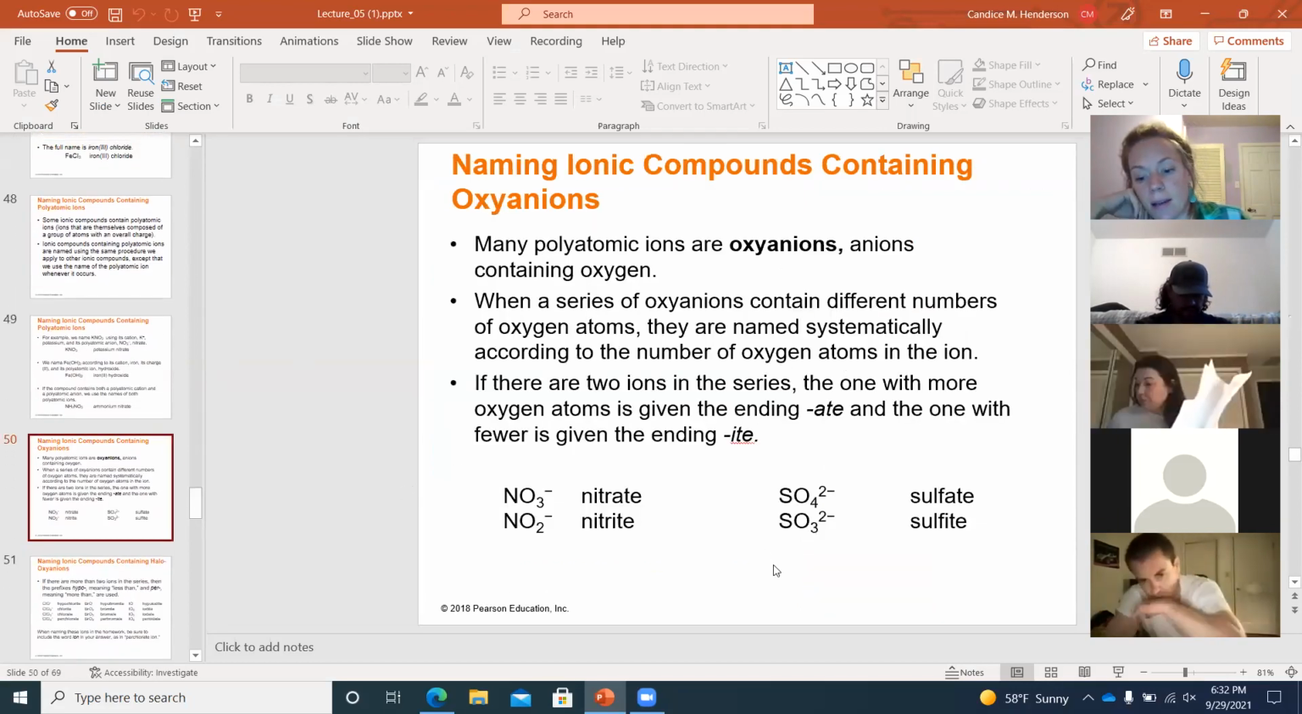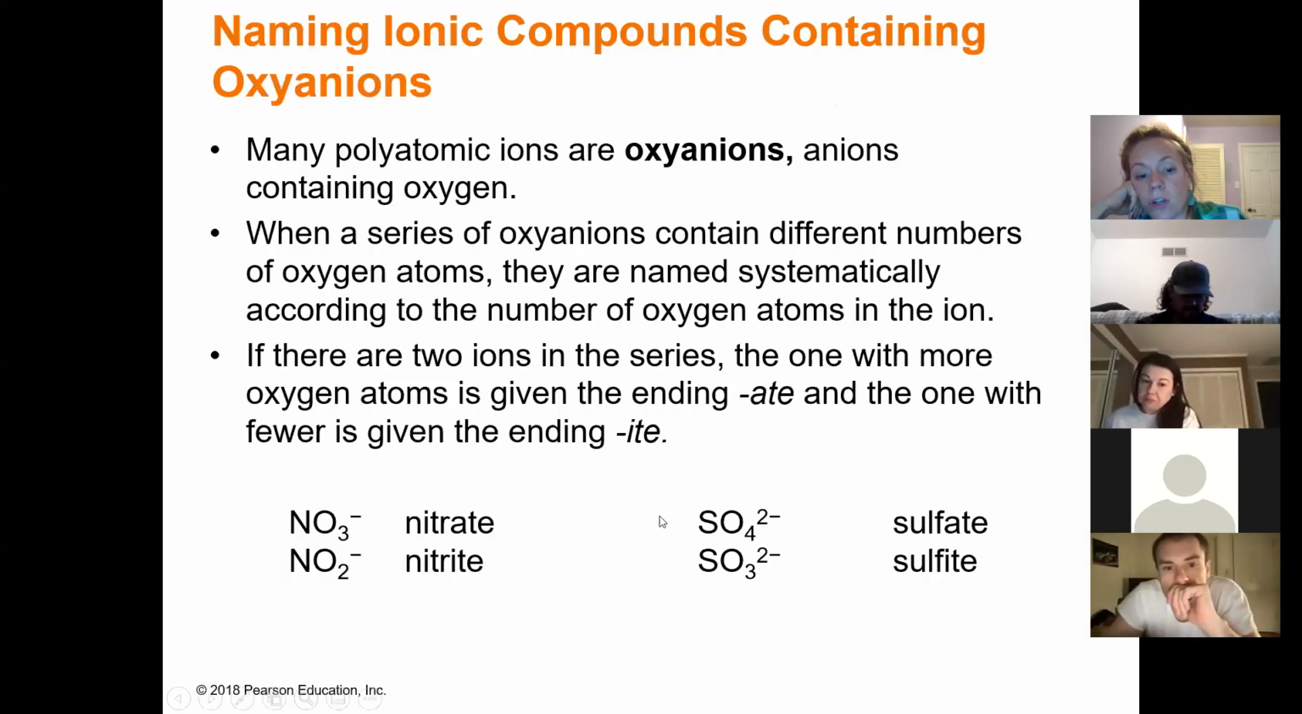Real quick, I'll show you this slide. We kind of already talked about it before we get into the other things. So naming polyatomic ions, the ones that contain oxygen are sometimes called oxyanions. Just know that your ite is 1 oxygen less than your ate. So nitrate is NO3-, so nitrite would be NO2-. It's not the number of oxygens you have that makes it ate or ite, it's just their relationship to each other. So ites always have 1 oxygen less than ates.